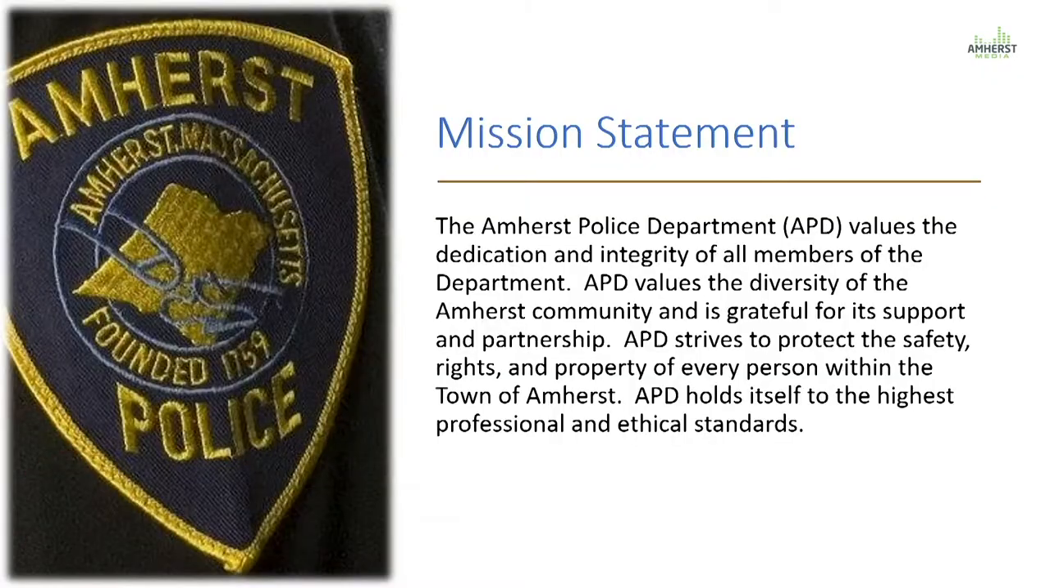Again, I've been the police chief here for just over 9.5 years. I've been employed in the town for 42 years. I came here right out of high school and I've been here ever since. So continuing on, our mission statement was designed by members of the community and our police department patrol staff back in 2015. It was updated and it really represents what our agency is all about. We're very proud of that mission statement.